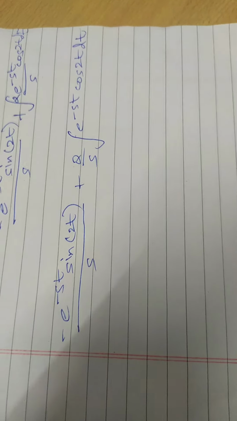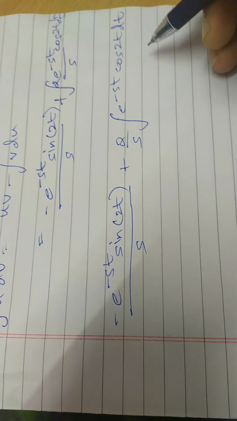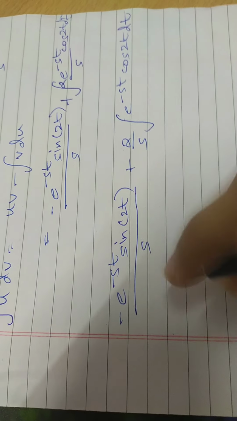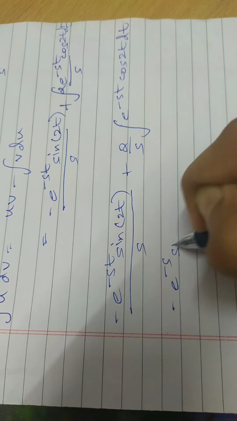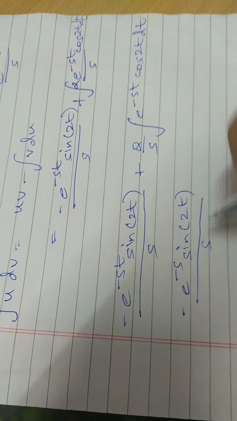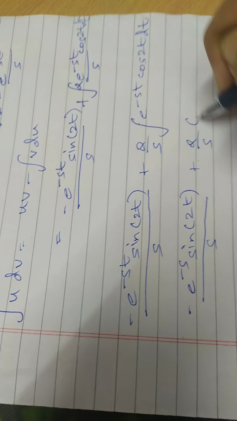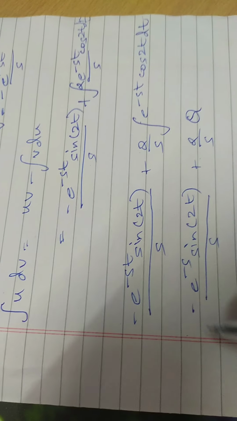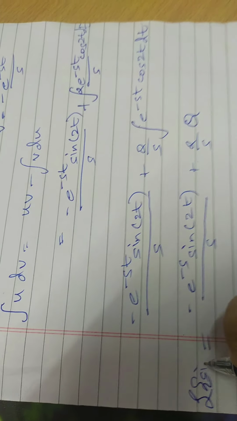Now what I'd like to do in this situation, considering we have to solve this integral using integration by parts again, is write it as e power minus st sine of 2t by s plus 2 by s into q, and I'll solve q later. This is equal to the Laplace transform of sine of 2t.